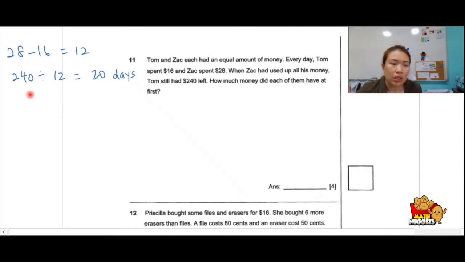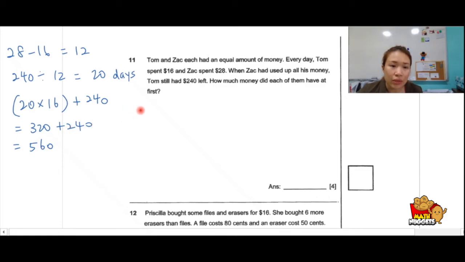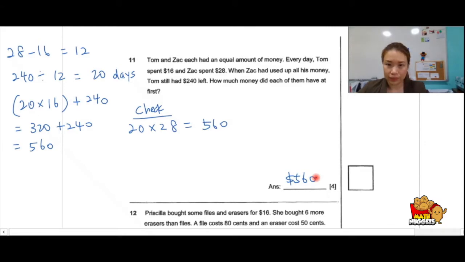Okay. Now, if they were spending for 20 days, let's check. For Tom, if 20 days, each day 16, right? And he still had $240 left. This will be 320 plus 240, which is 560. Let's check using Zach's. 20 days and Zach spent 28 a day. It's also 560. So correct. This is the amount that they each have at first.